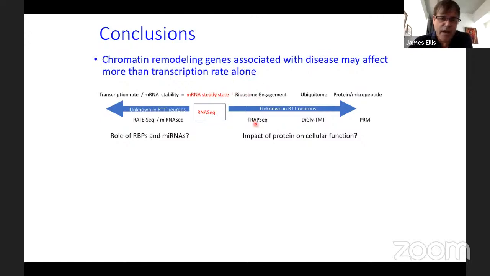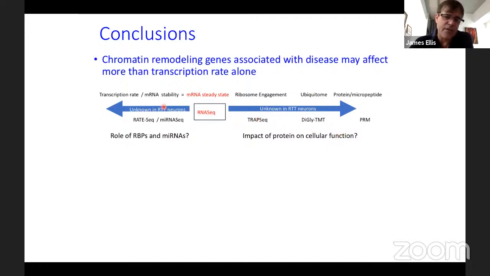What I've shown you is TRAP-seq to look at ribosome engagement, and that there are actually more genes influenced at the ribosome engagement level than at the steady state level of RNA in Rett syndrome. And I've shown you that the ubiquitome changes in Rett syndrome, and that probably micropeptides also change. And there are proteomics approaches like diGly, TMT or parallel reaction monitoring that can be used to detect these sorts of changes and the impact of the protein on the cellular function.